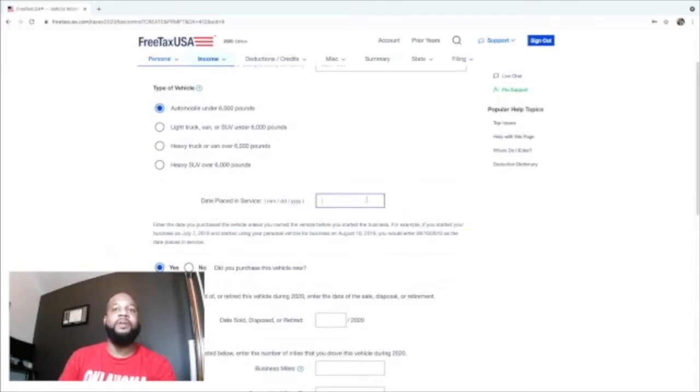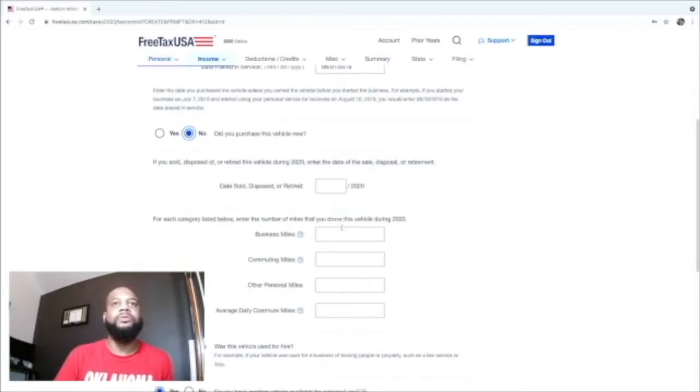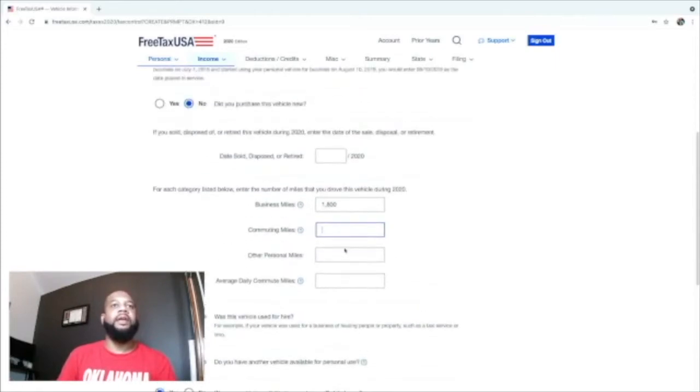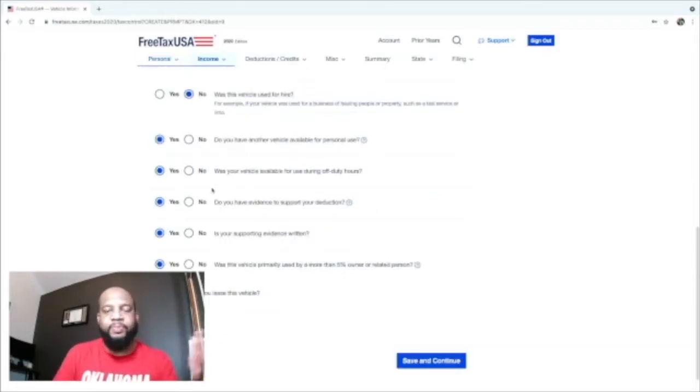Did you date, place, and service? Did you purchase this vehicle new? No. All right, business miles. All right, commuting miles. We ain't gonna put nothing there. And then average daily commute miles. Was this vehicle used for hire? No. Do you have a vehicle for personal use? Yes. And read it and go through it and answer it honestly. Alright? And do you own or lease this vehicle? Own.